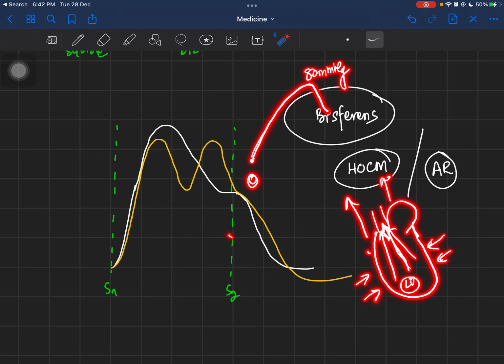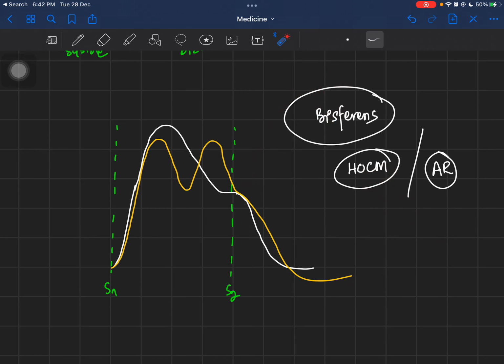It will continue to push blood out, but the amplitude of ventricular contraction will start to decrease, and there will be a point when the pressure inside the aorta will be more than the pressure inside the ventricle, and that will push the aortic valve leaflets below, and that will cause the closure of the aortic valve, and that is what normally happens in a normal cardiac cycle.